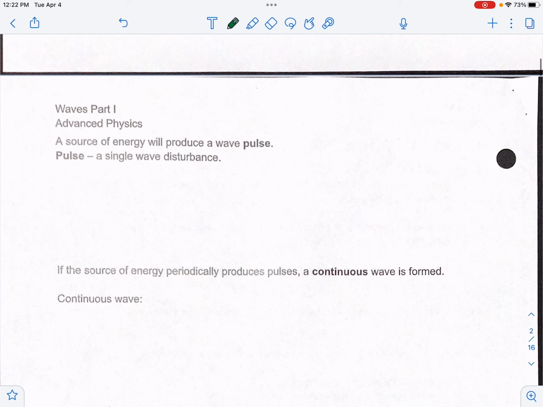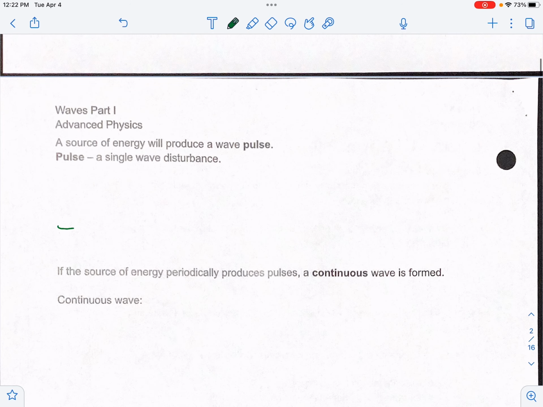Okay, so a source of energy will produce a wave pulse. Okay, so a wave pulse looks like this. It's basically just a single disturbance down the line. Okay, so the way I think of this is think of the garden hose. Have you ever been pulling a garden hose and it gets stuck on something? Rather than walking all the way back to unstick it, if you just whip a pulse down that hose, hopefully that pulse will go far enough where it gets off whatever it's stuck on, and now you're good. So that is what basically a pulse is.